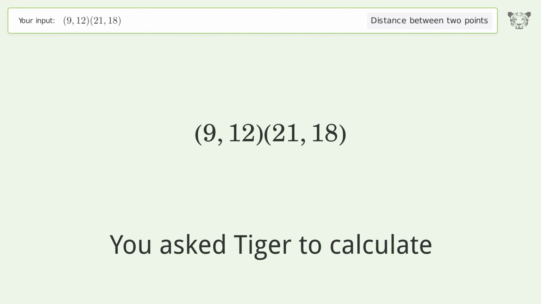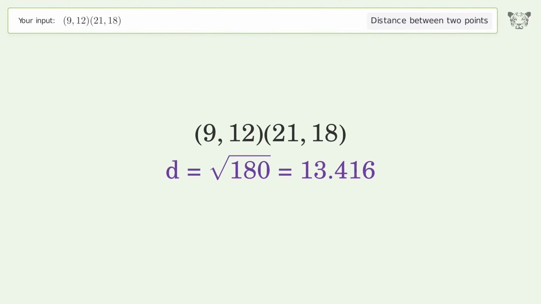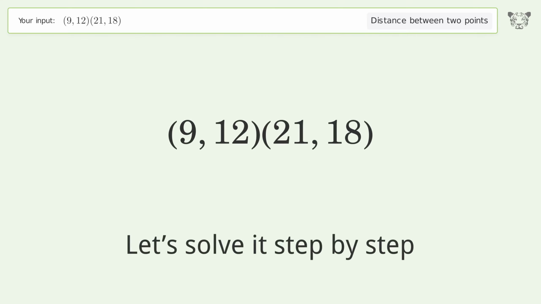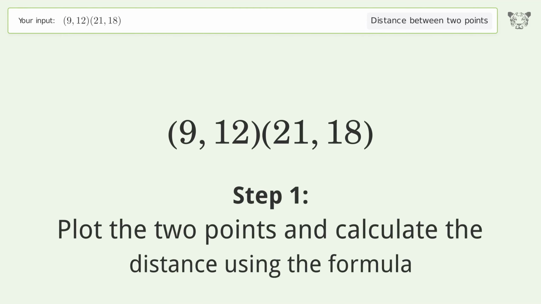You ask to calculate the distance between 2 points. The distance between the 2 points is the square root of 180, or 13.416. Let's solve it step by step. Plot the 2 points and calculate the distance using the formula.